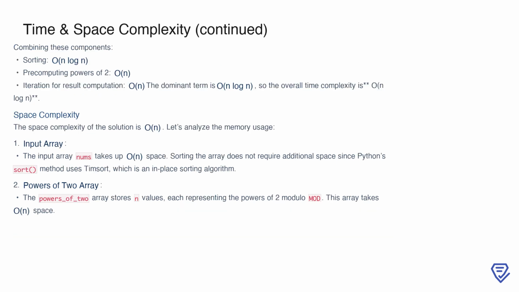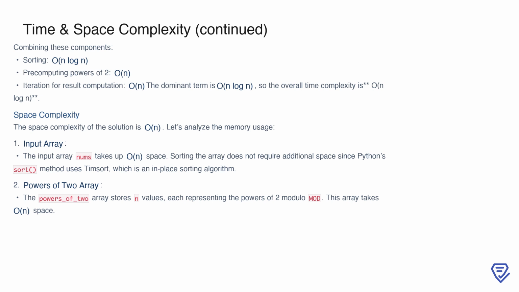Now, let's combine the time complexity of the individual components. Sorting contributes O(n log n), pre-computing the powers of 2 takes O(n), and the iteration for result computation also takes O(n). Since O(n log n) dominates O(n), the overall time complexity of the solution is O(n log n). Moving on to the space complexity, the solution requires O(n) space overall.